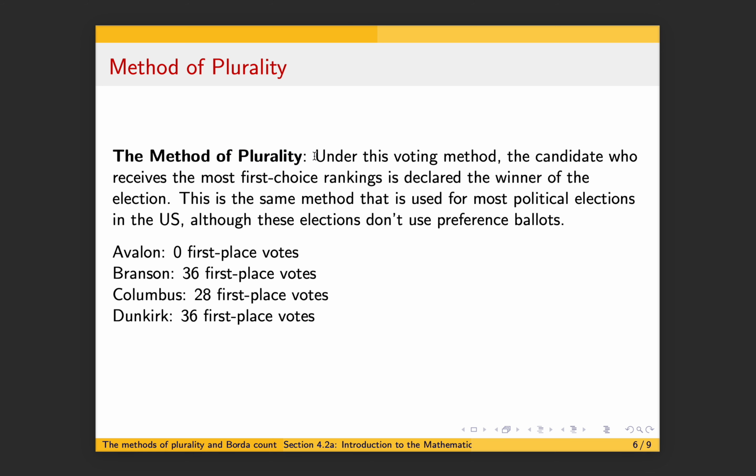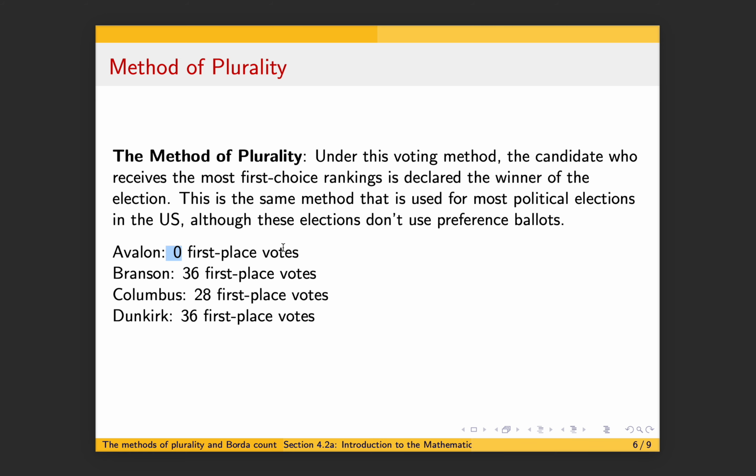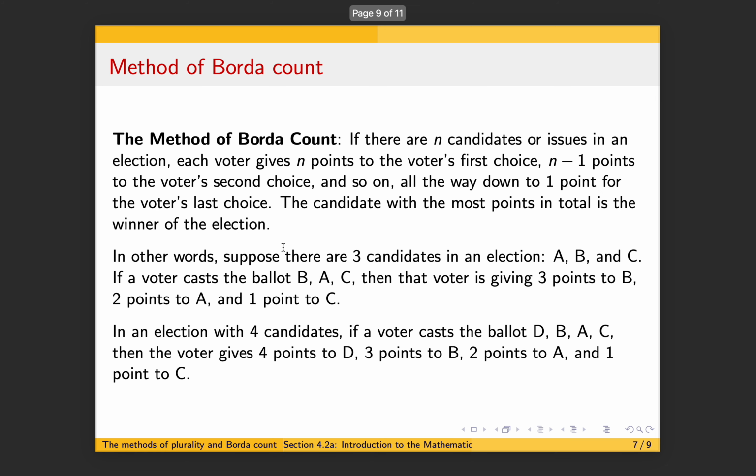So if you go back to the table on the previous page and count up, Avalon gets no first place votes. We've seen that. Branson gets 36 and so on. So plurality says Branson and Dunkirk are tied. They both got the most first place votes. Then you can run a tie break if you want to, or you can just say for now that these are both winners. But that's how plurality works. For each candidate, you count up how many first place votes they get, and whoever gets the most, or the set of candidates who get the most, are the winners. So plurality says Branson and Dunkirk, you're the winners.